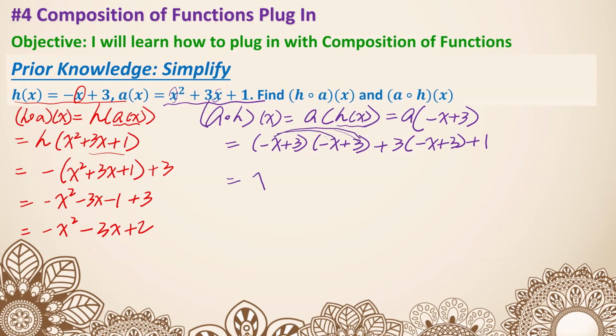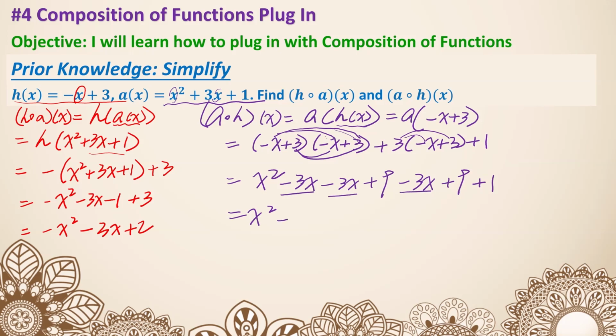Negative x times negative x is x squared. Negative x times 3 is a minus 3x. 3 times negative x is minus 3x. 3 times 3 is a plus 9 on the back. 3 times negative x is a minus 3x. 3 times 3 is a 9 and plus 1. Combine like terms, x squared, negative 3x, negative 3x, negative 3x, so it's negative 9x. Plus 9 plus 9 plus 1, which is a plus 19. And that's the prior knowledge.